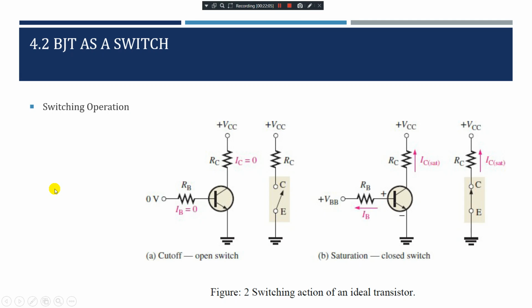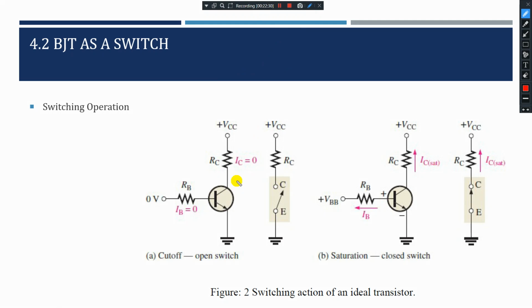Okay, next is BJT as a switch. Next topic will be BJT as a switch. I'll be doing till here. The next topic will be continued in the next session. Switching operations. So we all know that a transistor acts as a switch.